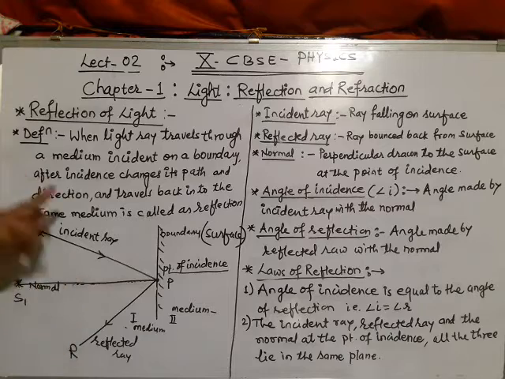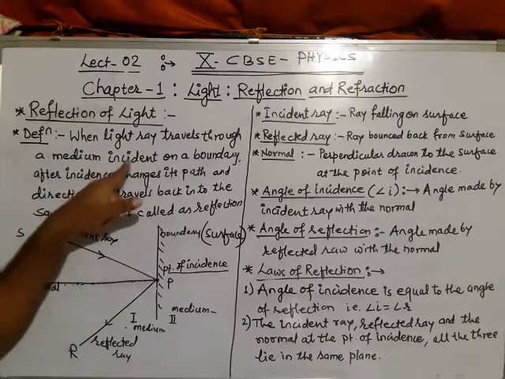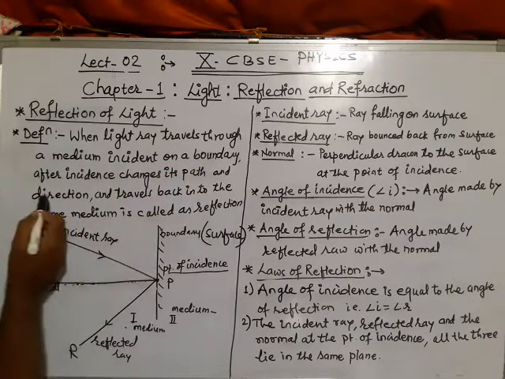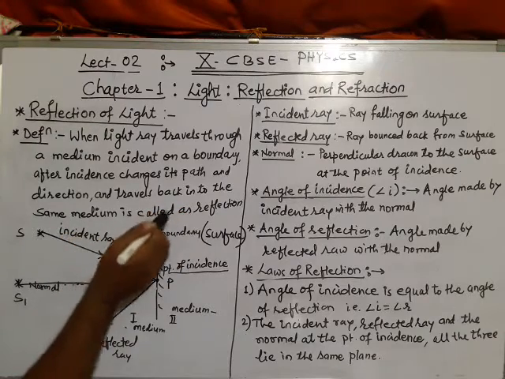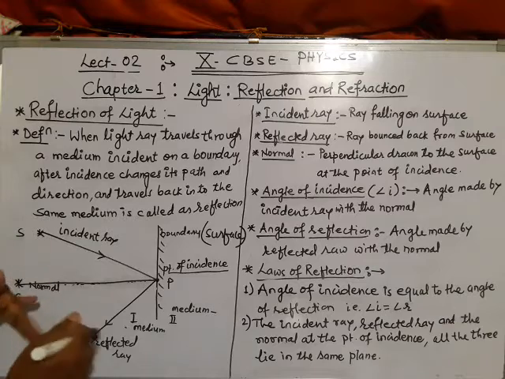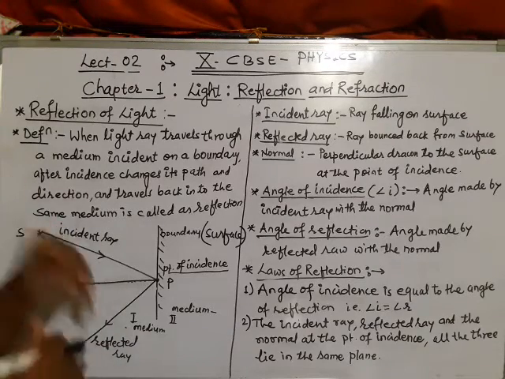Again I revise the definition: when a light ray travels through a medium and is incident on a boundary, after incidence it changes its path and direction and travels back into the same medium, this is called reflection. Okay, if you have any doubt regarding reflection, you can ask in the comment box.